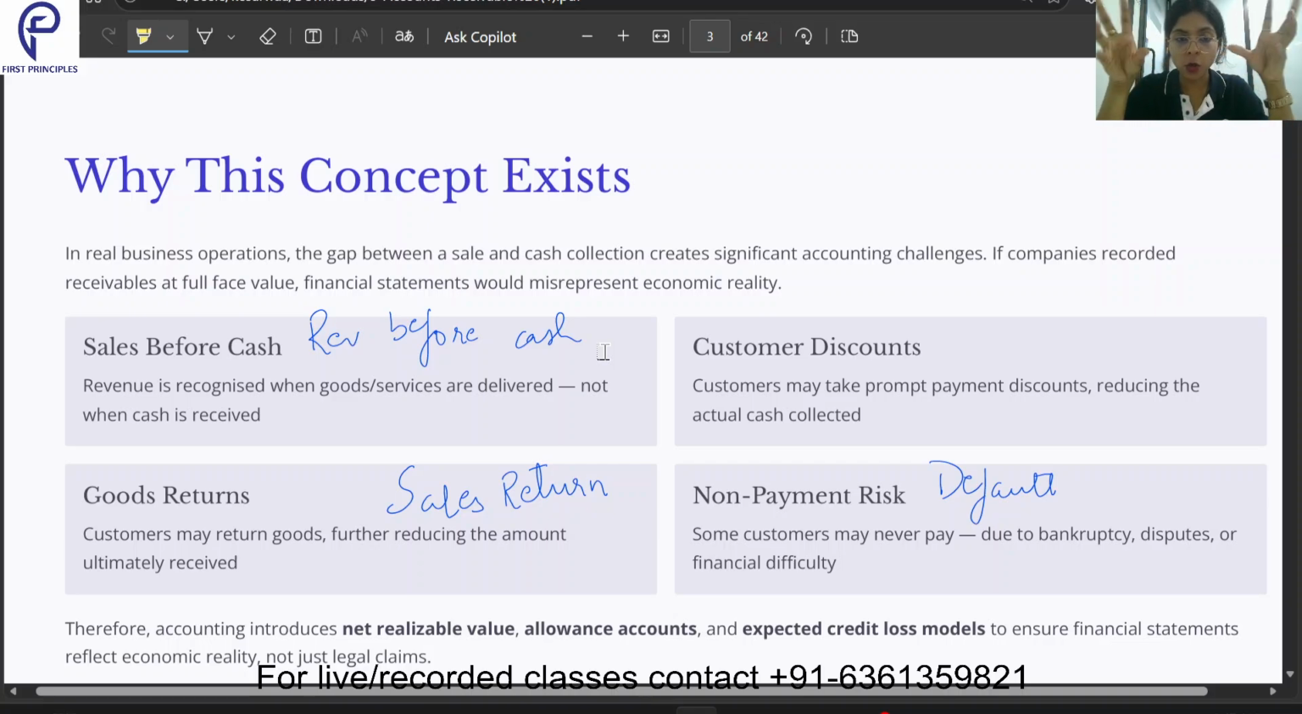So whenever these scenarios are there, that's why we are studying three very important concepts in terms of accounts receivable. One is net realizable value, second is the allowance account, and third is the expected credit loss model. What is each of these? We'll study in the subsequent pages.